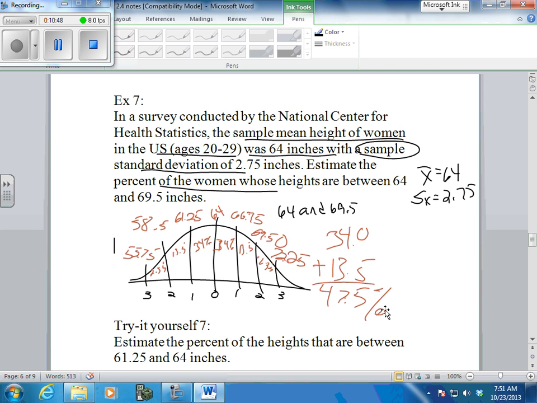Now, when we get this percentage, what this percentage says is, I don't really know how many they did. I don't know how many fell in between there. But if they fit the normal curve, I can approximate what percentage of those women fell between 64 and 69.5 inches. I can also say, if I did another sample of 200, I would expect 47.5% of the 200 to fall between 64 and 69.5.